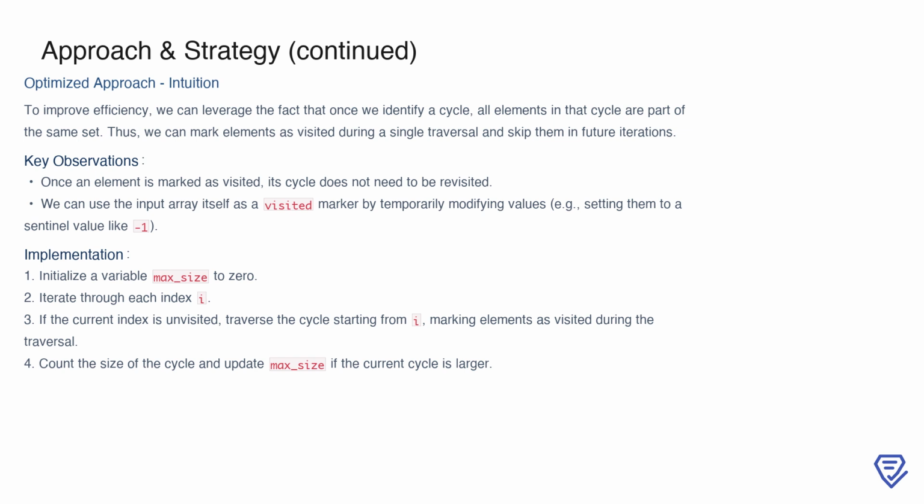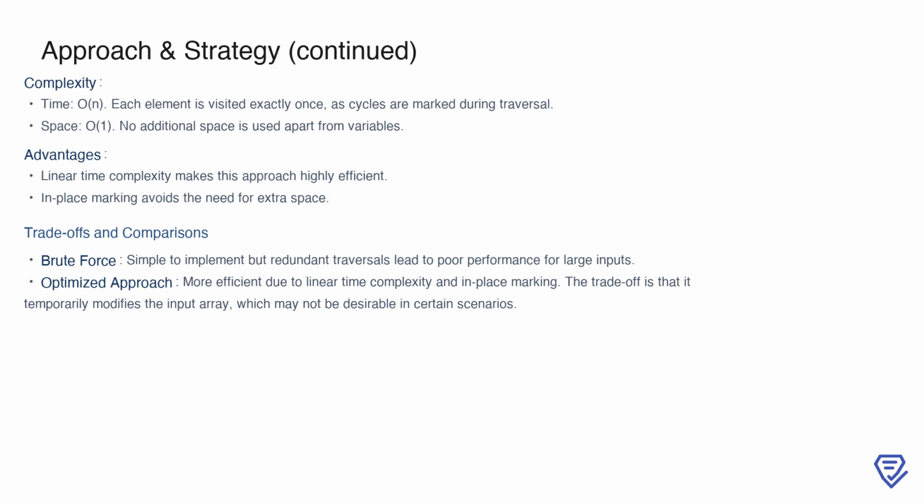In terms of implementation, we start by initializing a variable to keep track of the maximum set size. Then, we iterate through the array, and for any unvisited index, we traverse the cycle starting from that position, marking elements as visited along the way. The size of the cycle is counted during this traversal, and we update our maximum size if this cycle is the largest encountered so far. This optimized approach significantly improves the efficiency of our solution.